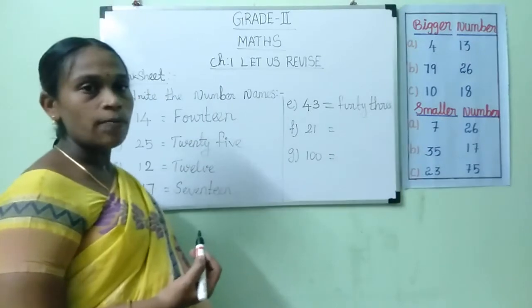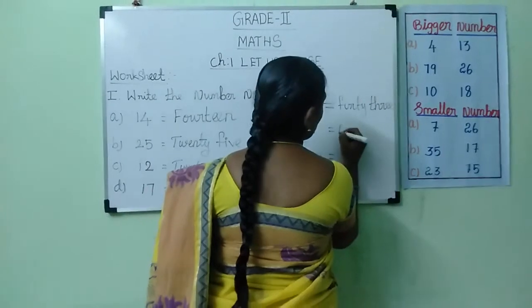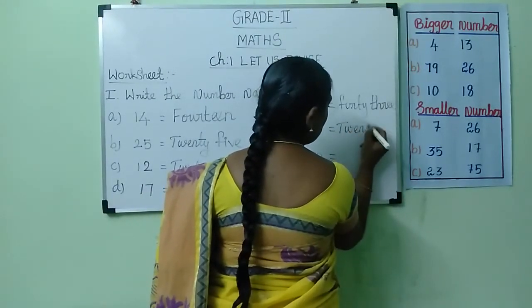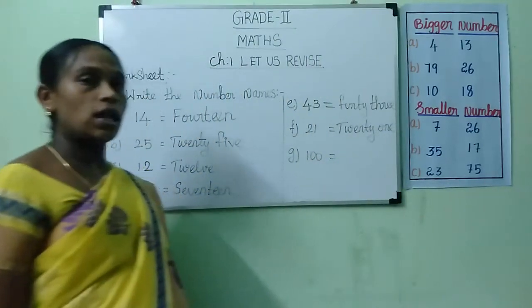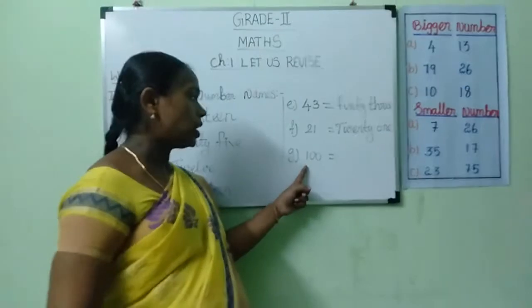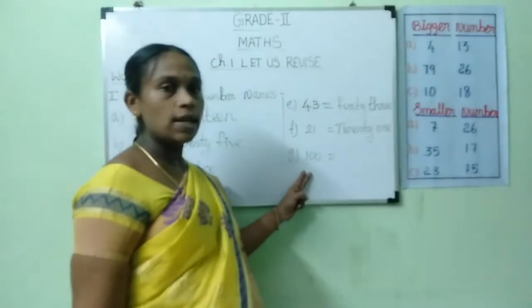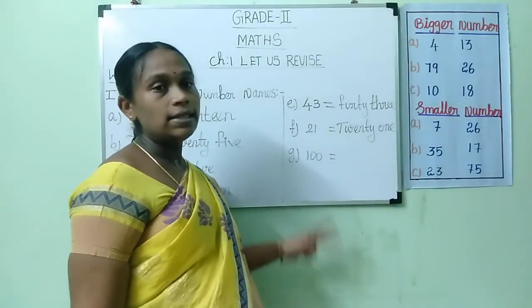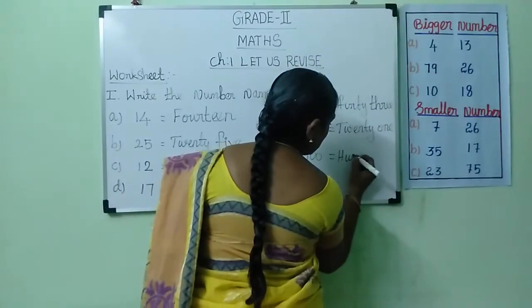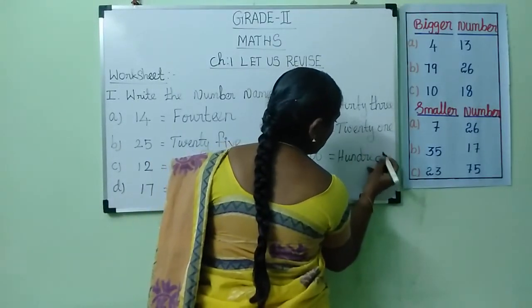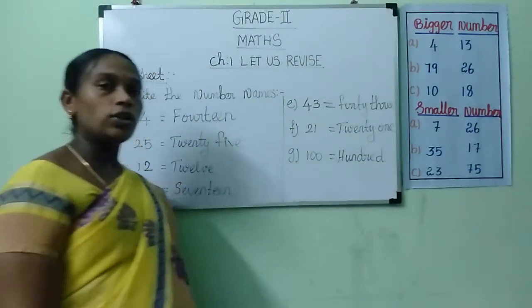How to read this number? 2 1. Yes, 21. T-W-E-N-T-Y. 21. O-N-E. 1. 21. Are you clear children? The last one has 3 digits. 1 0 0. So, how to read this number? Yes, 100. What is the spelling of 100? H-U-N-D-R-E-D. 100. Are you clear children?